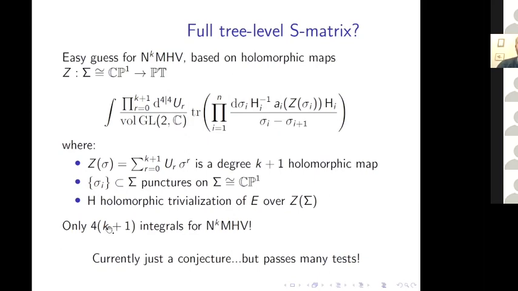This formula only has 4 into k plus 1 integrals, which beats your expectation from space-time perturbation theory in every helicity configuration. So this formula for k greater than 0 is a conjecture. It passes many non-trivial sanity tests like the perturbative limit, checks against low point computations in explicit Feynman diagram calculations, and the flat space limit. You can also derive it from Twistor string theory, which I think is a pretty powerful check as well.